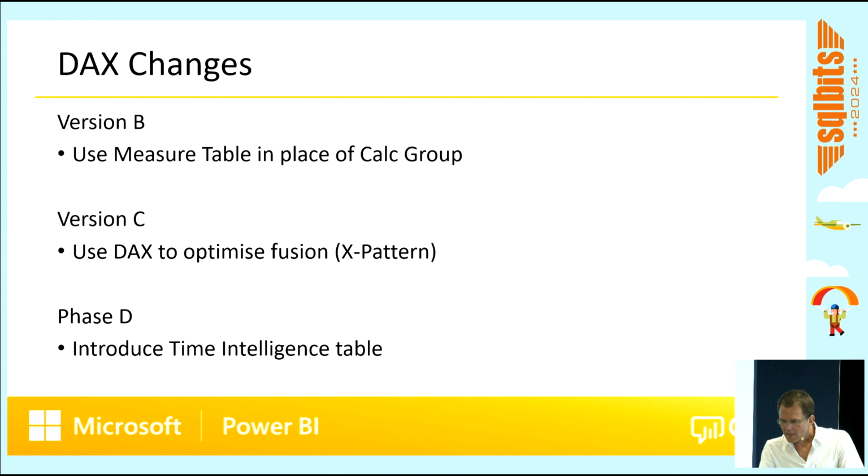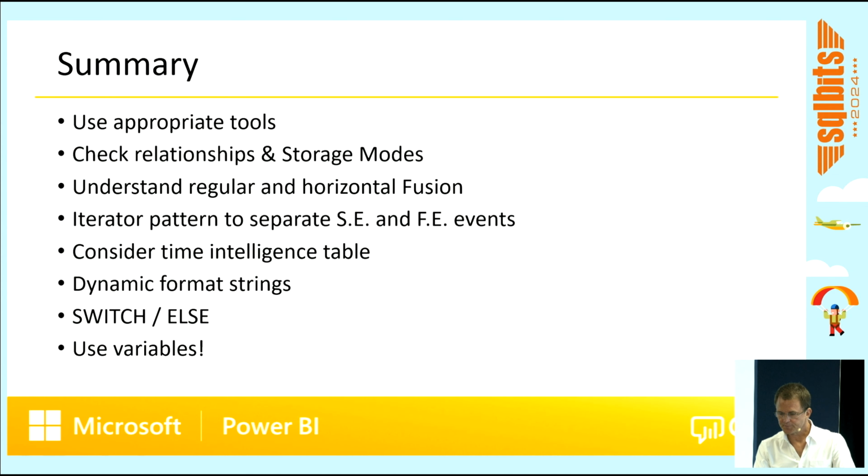That's the exercise. So we went through version B, we replaced the calc group with the measure table. That was straightforward. We introduced the X pattern to reduce the storage engine calls down to 1, and then finally, we improved that storage engine call. And this all was relevant for import too. The fact that I'm doing it on DQ is just making it easy to demonstrate and run the queries and show stuff. It is the same approach, the same pattern.